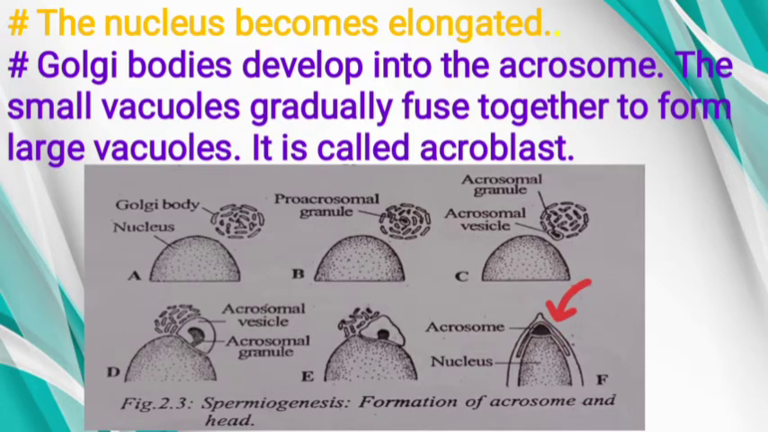The Golgi complex develops into the acrosome. Here the Golgi complex will be converted or developed into the acrosome. See in this picture, the acrosome. The small vacuoles gradually fuse together to form large vacuoles. Small vacuoles or granules combine or fuse together to form a large vacuole. This process we call the acroblast.